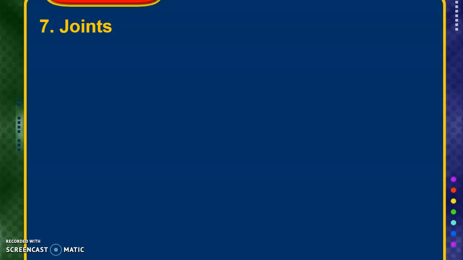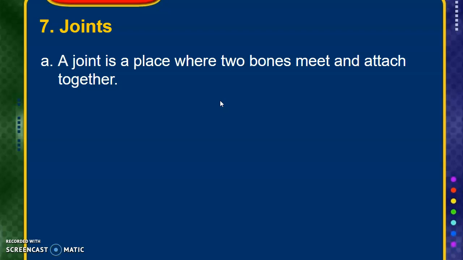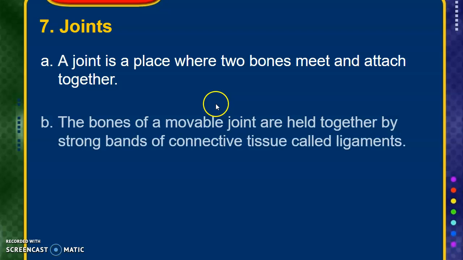So we talked a lot about what the bones are made out of and how they develop. Today I want to talk about joints. That's the focus of today's lecture, joints. A joint is simply a place where two or more bones meet and attach together. And there are movable joints, and they're held together by strong elastic bands of tissue called ligaments.